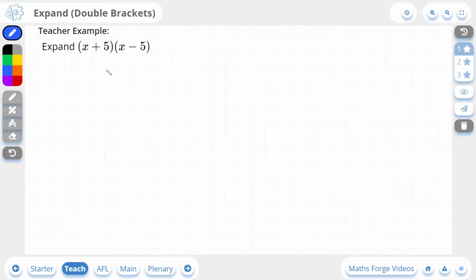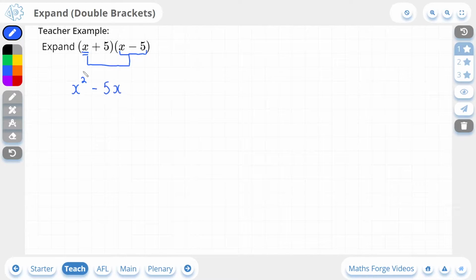So let's take a look at our first example. Here we're being asked to expand x plus 5 and x minus 5. The best way to approach this is to pick your first term from the first expression, so this x, and then you're going to take this and multiply it onto every term in the second expression. So we're going to have x multiplied by x, which is going to be x squared. And then we're going to have x multiplied by negative 5, which is negative 5x.